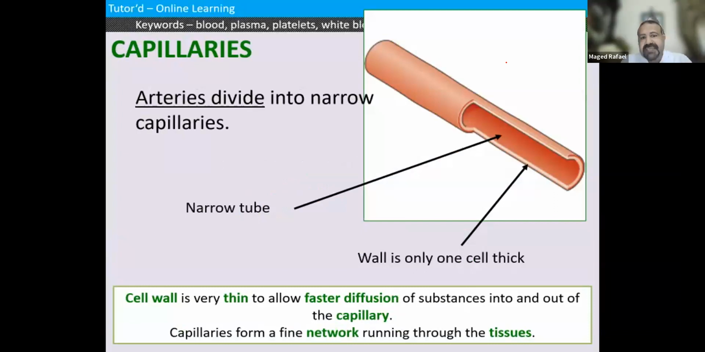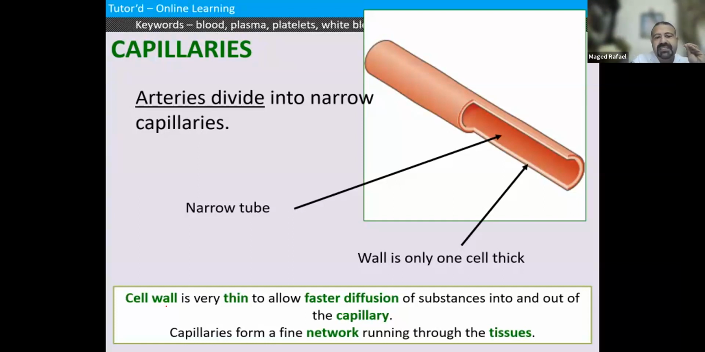The next type of blood vessel is the capillaries. So in order to imagine the situation, we have the largest artery from the heart, then it will split into small arteries, then small arterioles, and it ends up with the blood capillaries. The blood capillaries are very thin. We describe the blood capillaries as a one cell thick structure. So it has a very thin membrane to allow faster diffusion of substances into and out of the capillary.